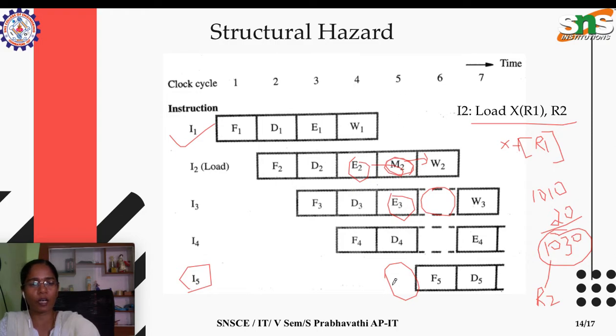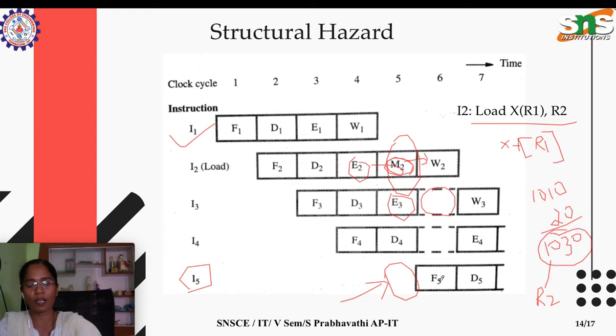So fetch means what? How to get it from the memory, is it not? But see here, memory operation is happening for the instruction I2 at clock cycle 5. So I2 requires the memory operation, and I5 also requires the memory operation at clock cycle 5. So that is said to be structural hazard. Two instructions are competing for the memory resource, is it not? So then there comes the stall over here. I5 cannot fetch here, because I5 also needs memory and I2 also needs memory. Two instructions are requiring the same hardware resource. This situation is said to be structural hazard, and that also imposes one idle condition over here.